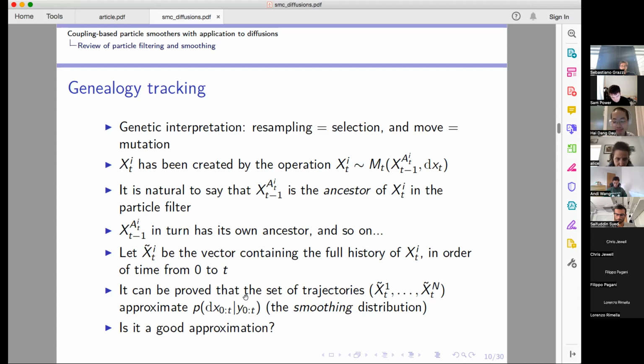If you track everything back to time 0, then it can be proved, and it is well known in the particle filter literature, that the resulting trajectory H_0, ..., H_t approximates the smoothing distribution, which is the distribution of your hidden state given the observations. So the question is, is it a good approximation?